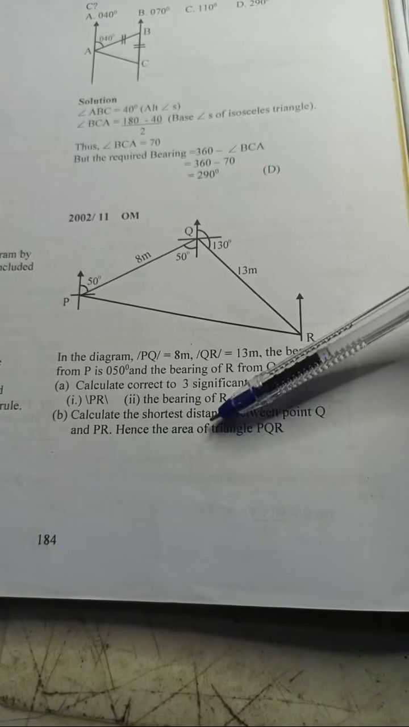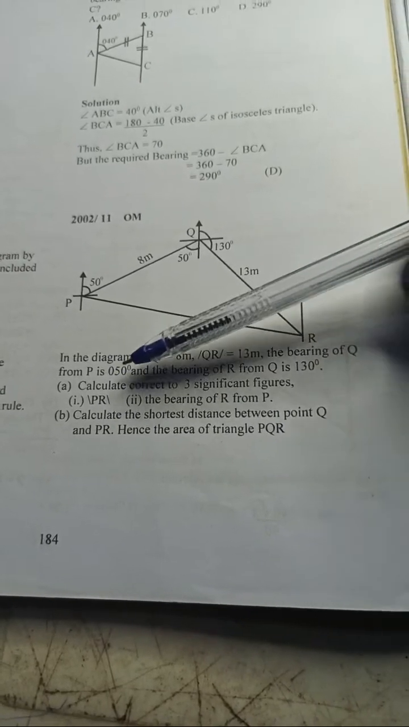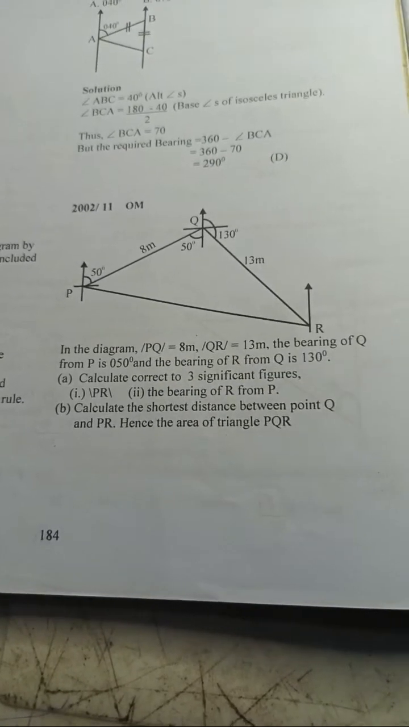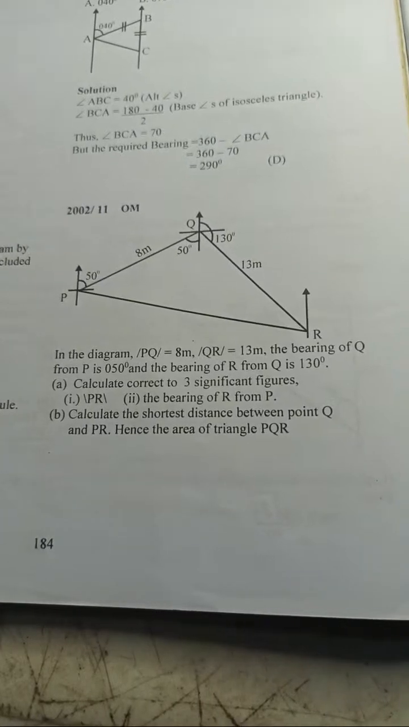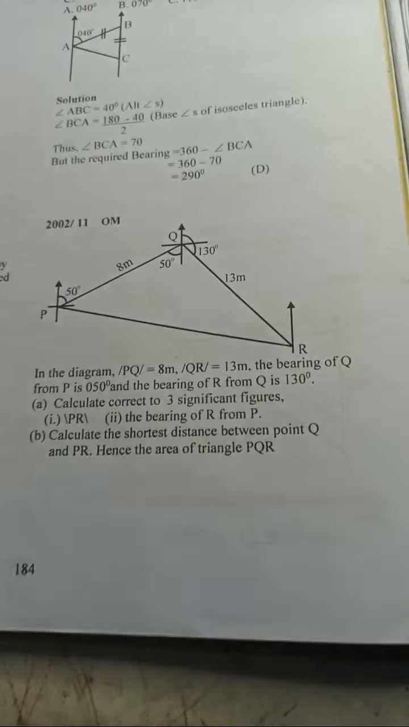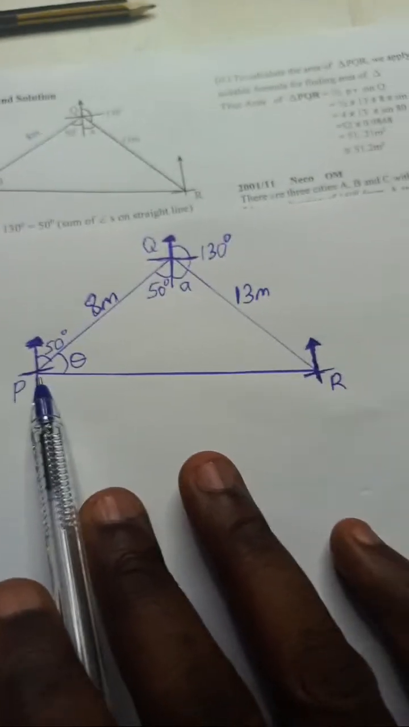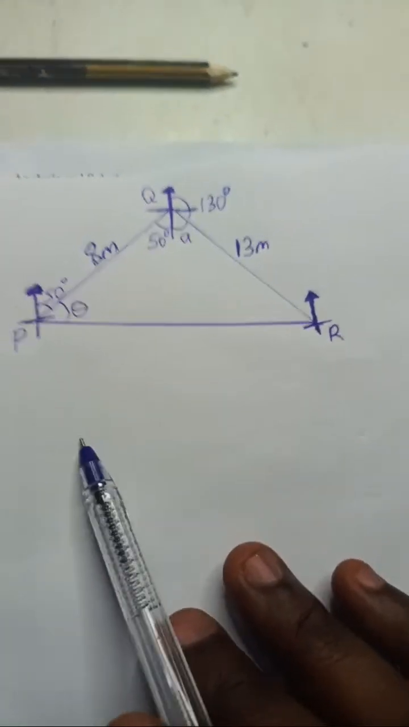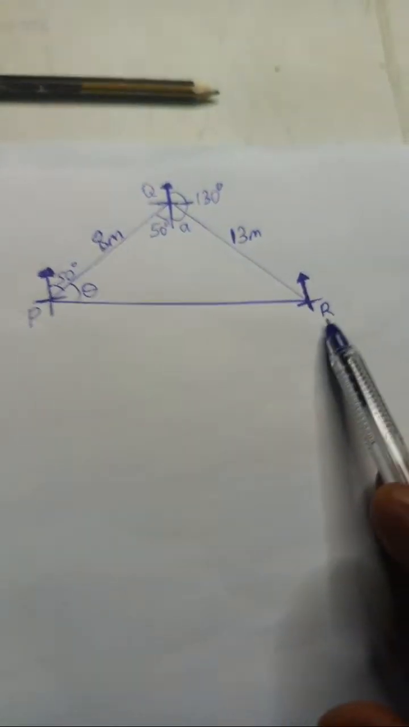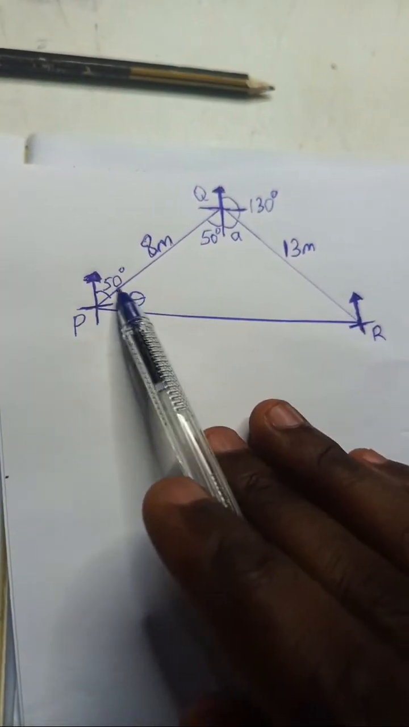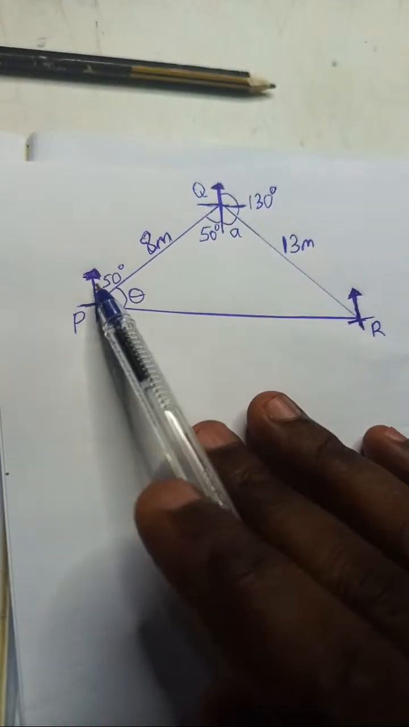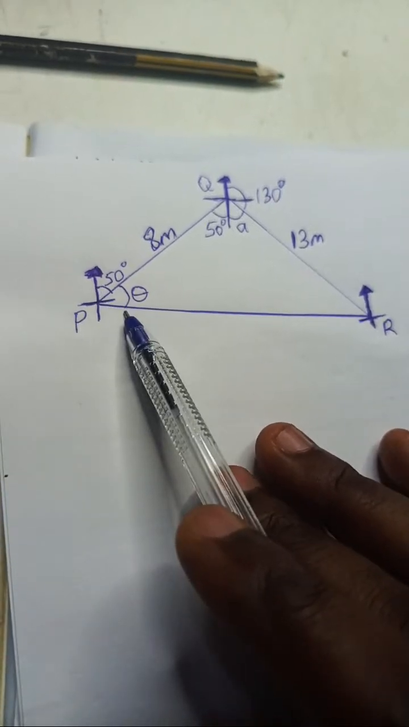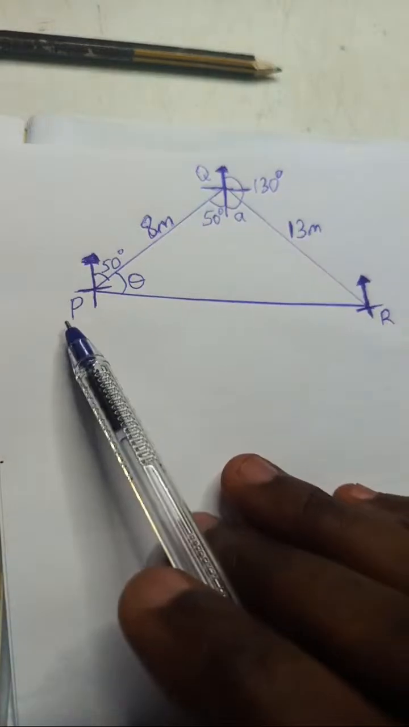So without further ado, let's take them one after the other. Calculate to 3 significant figures PR, this line. How do we go about that? So let's go over it now. This is our PR. In our PR, we have to calculate the bearing. To calculate the bearing here means the angle from here to here is the bearing of R from P.